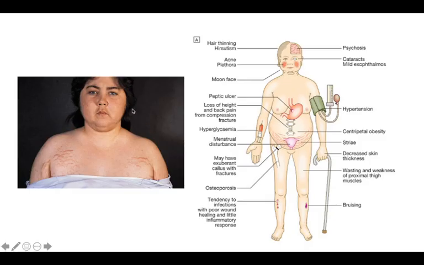So this picture on the left, this lady, you can see she's got striae, she's overweight, she's got a very hirsute appearance with a moon face. And the figure on the right shows the wider signs of Cushing syndrome.